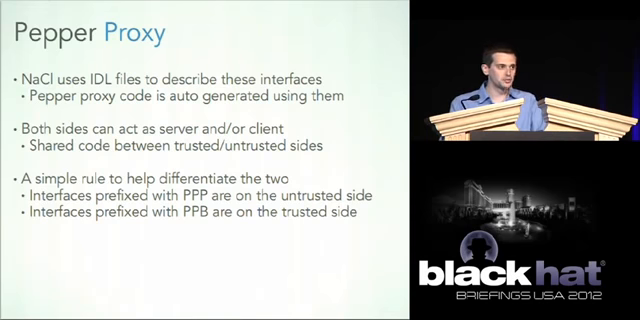If you're ever brave enough to check out the native client source code, and I encourage you to, there's a simple rule to help you differentiate between the different interfaces, because a lot of the code is shared and it's all in one place. Any interfaces that are prefixed with PPP are on the untrusted side, right? That last P stands for plugin, so it's all implemented on the untrusted Nexi side. All interfaces that are prefixed with PPB are implemented on the trusted browser side, obviously B standing for browser.